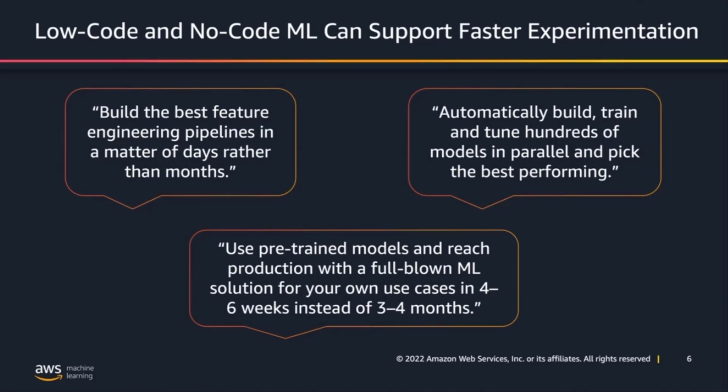In Amazon SageMaker, we have a concept of low-code and no-code machine learning tools that give you the opportunity and options to do machine learning workflow things, like feature engineering or model training, very fast. And you see here a couple of quotes: you can build your feature engineering pipeline within days and not months. You can automatically build, train, and tune hundreds of models in parallel, not manually but automatically, and get the best one. And overall, you can reduce your time to production for a machine learning solution to a couple of weeks instead of many months.